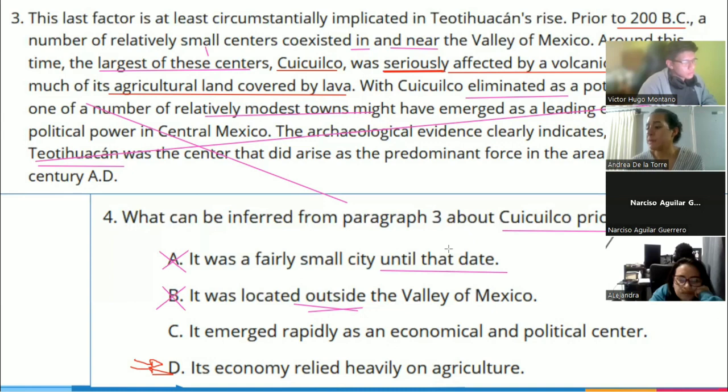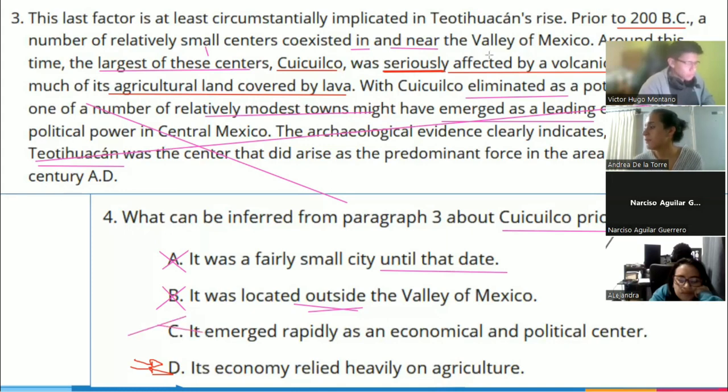And finally, it emerged rapidly as an economical and political center. This is the classical trick you have in TOEFL reading questions. They use words and phrases that you will be familiar with when you read so that you are tempted to choose them, right? Because option C was mentioned. Those words were mentioned, but they weren't talking about Cuicuilco. They were talking about other towns that emerged or that could have emerged as a leading economic and political power. I think they are talking about Teotihuacan later. Teotihuacan was the one that emerged rapidly as an economical and political center, not Cuicuilco. So we can eliminate option C.